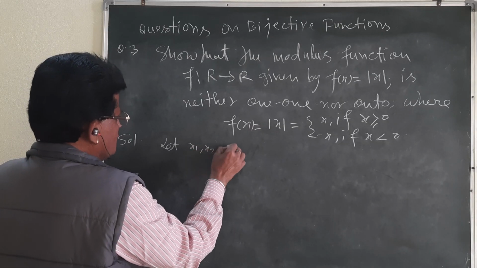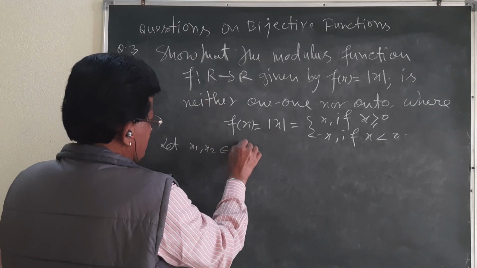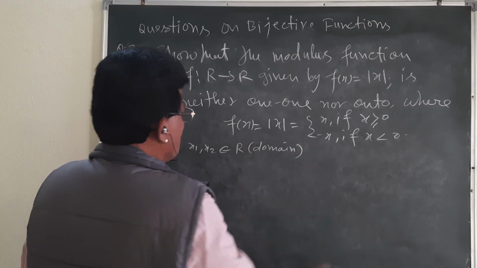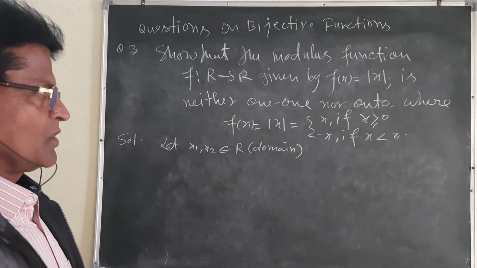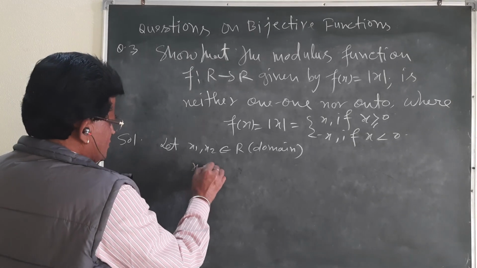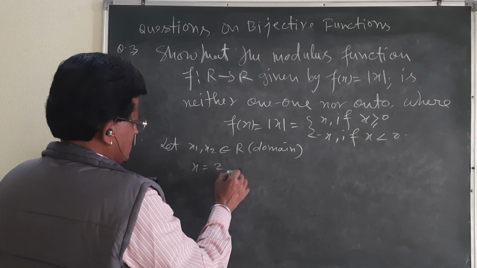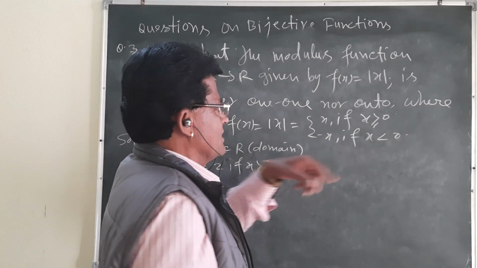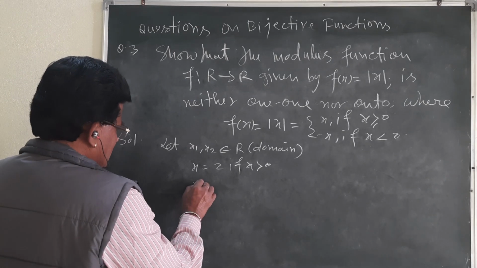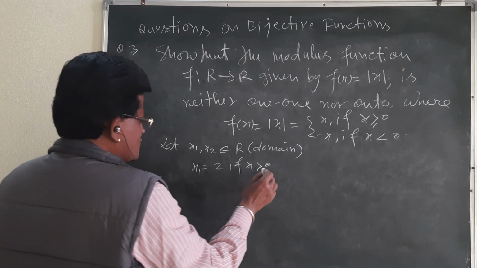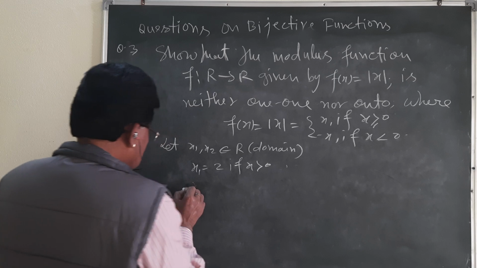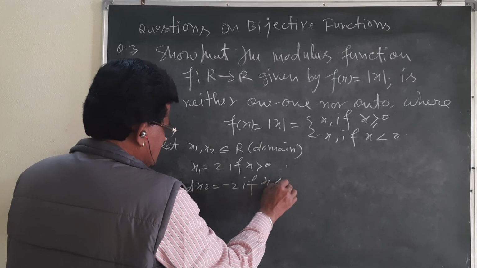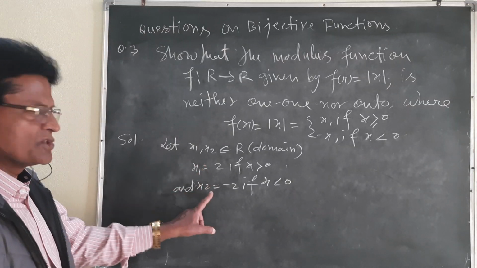let x1, x2 belong to R. R means the domain. Okay. Let x1 be equal to 2, if x is greater than 0, because the function is the same, then it is positive. And x2 is equal to, suppose, minus 2, if x is less than 0. Okay, I have taken these two.